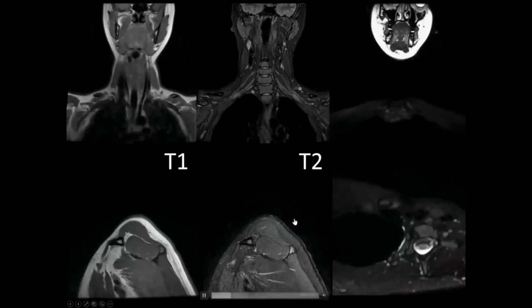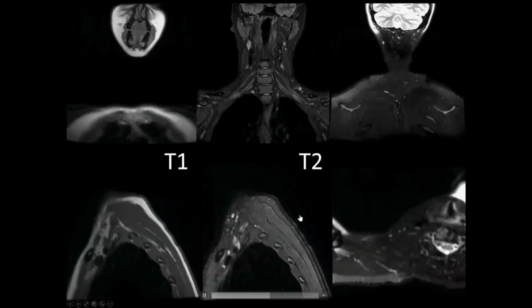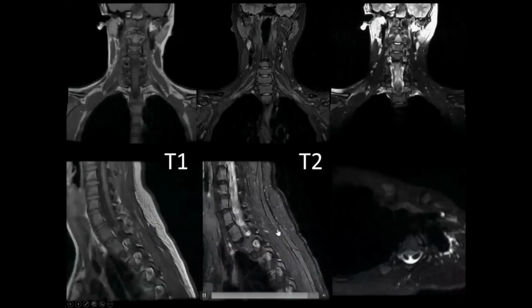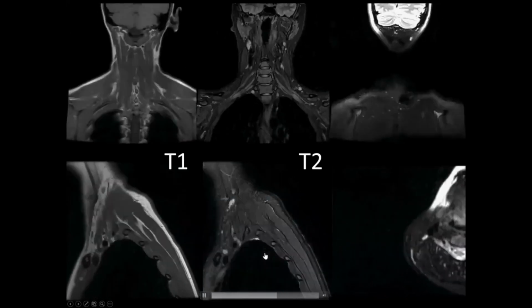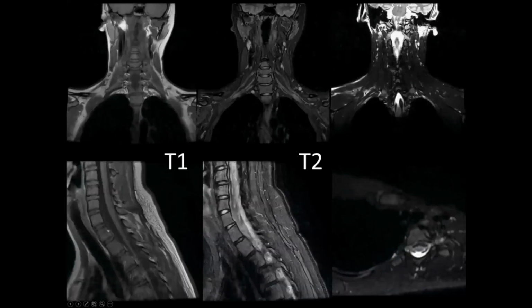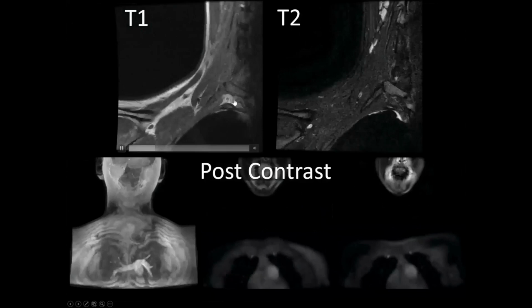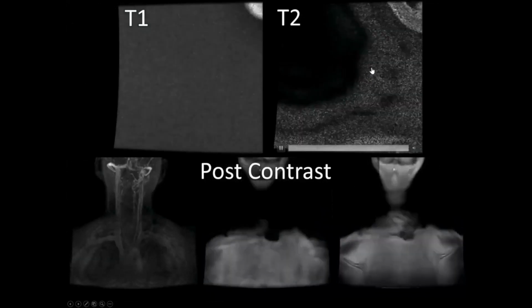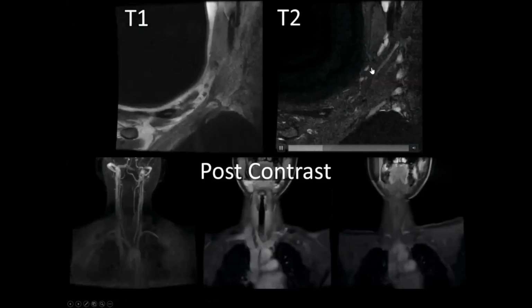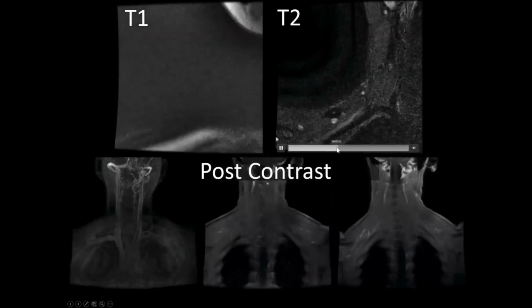And then to the left of that, we have our small field of view T1 and fluid-sensitive sequences to evaluate the nerves. And this is kind of where I like to spend most of the time looking at the nerve anatomy. This next image stack, we just have the T1 and T2 fat-suppressed small field of view images, again, just to get better detail of the nerves as they come out of the neck.